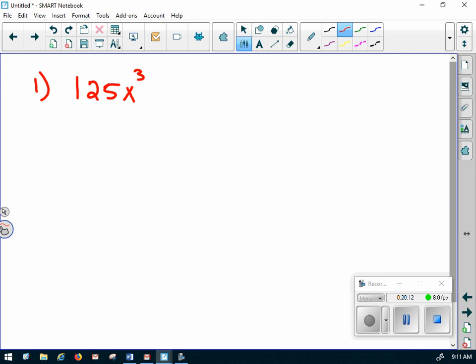125x cubed minus 216. What's the first thing you always look for when you factor? GCF. There's not a GCF in this one. How many terms do you see? 2 terms. The only way you know how to factor 2 terms is difference of 2 squares, sum of 2 cubes, difference of 2 cubes.